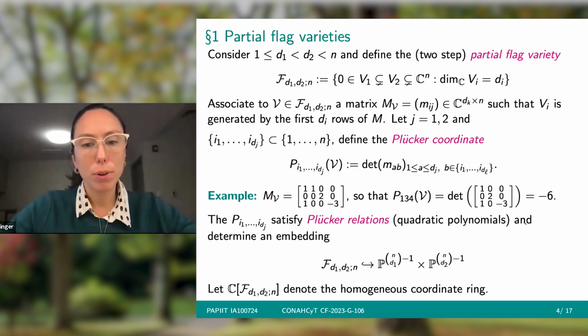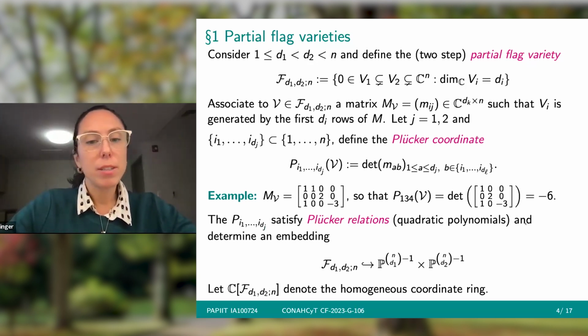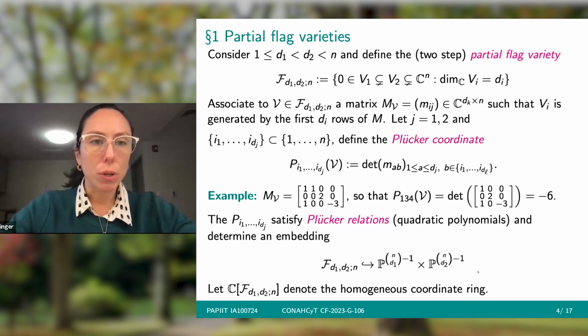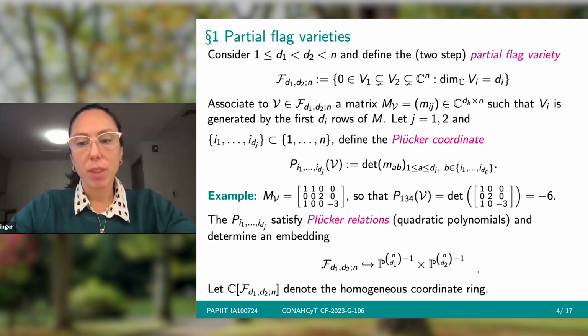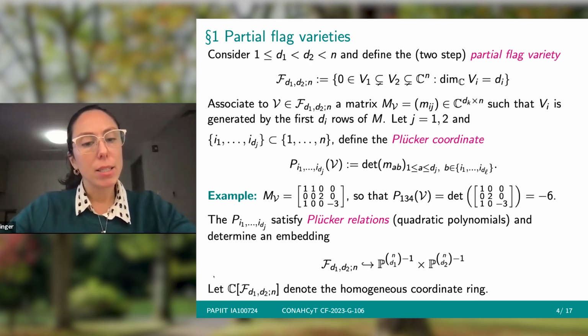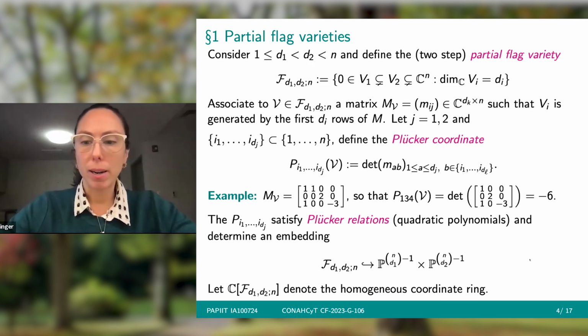So the Plucker coordinates are not independent. They satisfy determinantal relations called Plucker relations, and they define for me an embedding of the partial flag variety into a product of 2 projective spaces, where the Plucker coordinates are exactly the homogeneous coordinates of these spaces. And a very important player in the story I'm telling you is going to be the multi-homogeneous coordinate ring of these partial flag varieties with respect to the Plucker embedding.